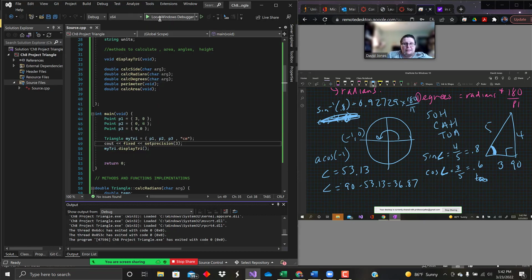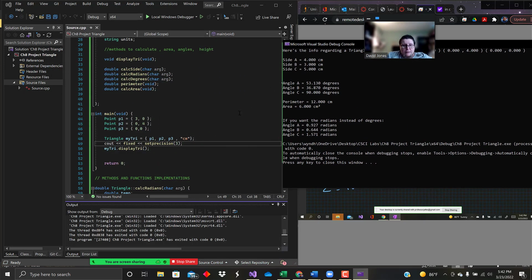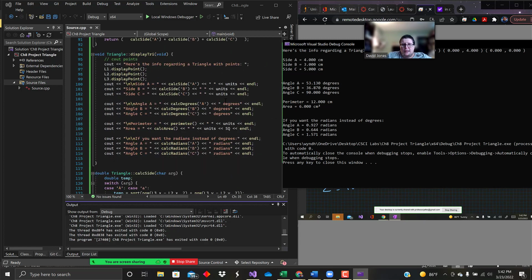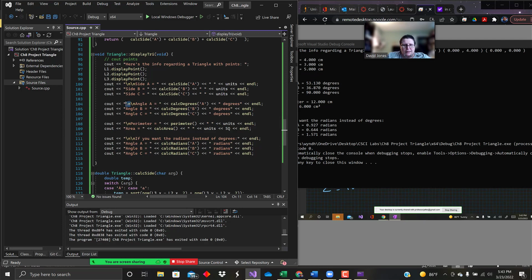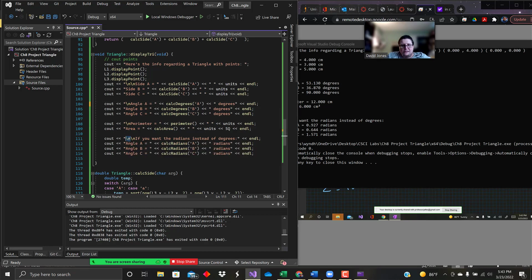Oh, wait. I need that up so I can find out where my extra spaces are. So display after sides, I got an extra space there. I don't know that I need it. We'll take that out, see how it looks.